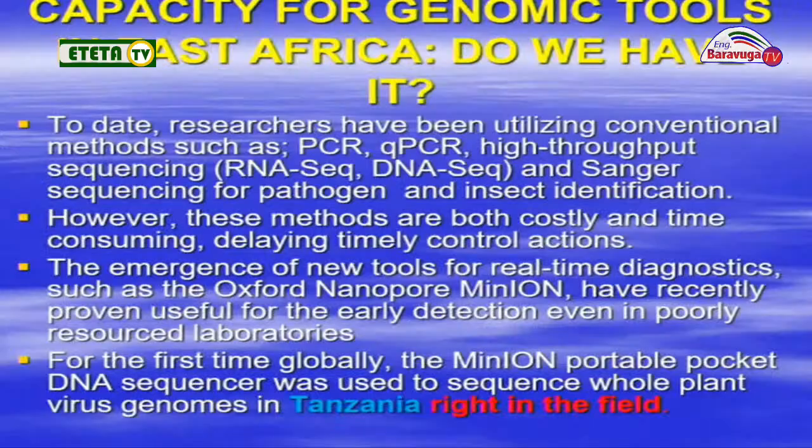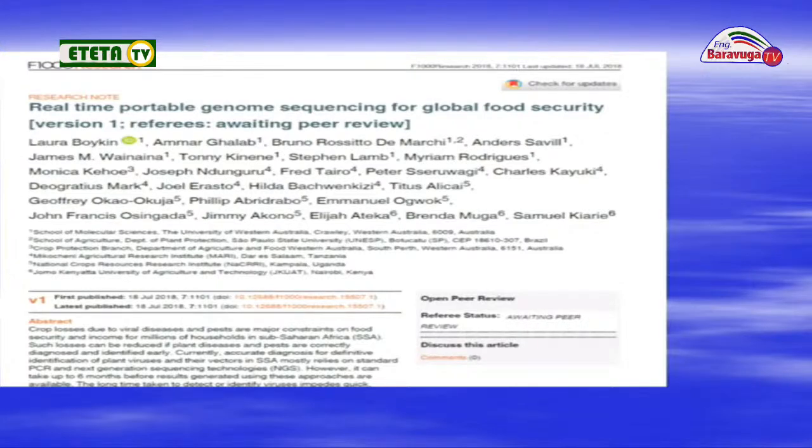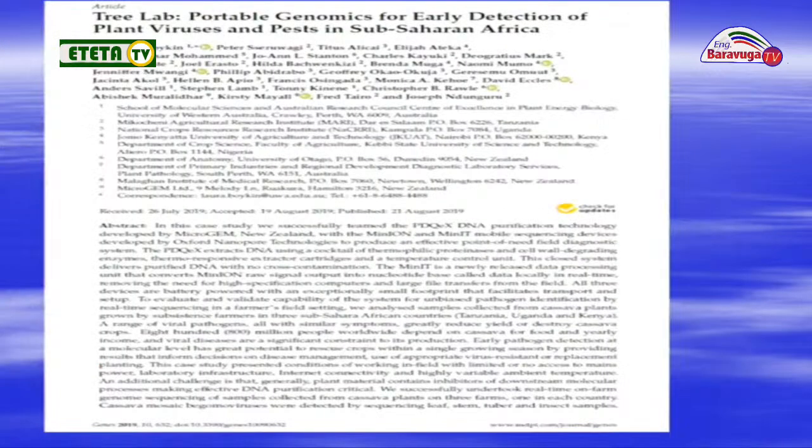Previously it was developed to identify viruses like Zika and Ebola, but in Tanzania, we became the first to use this technology in agriculture. The first in the world to use this technology in agriculture. And these are publications that resulted from this. This is a photo where we launched this technology in Mara region. And these are publications from this.